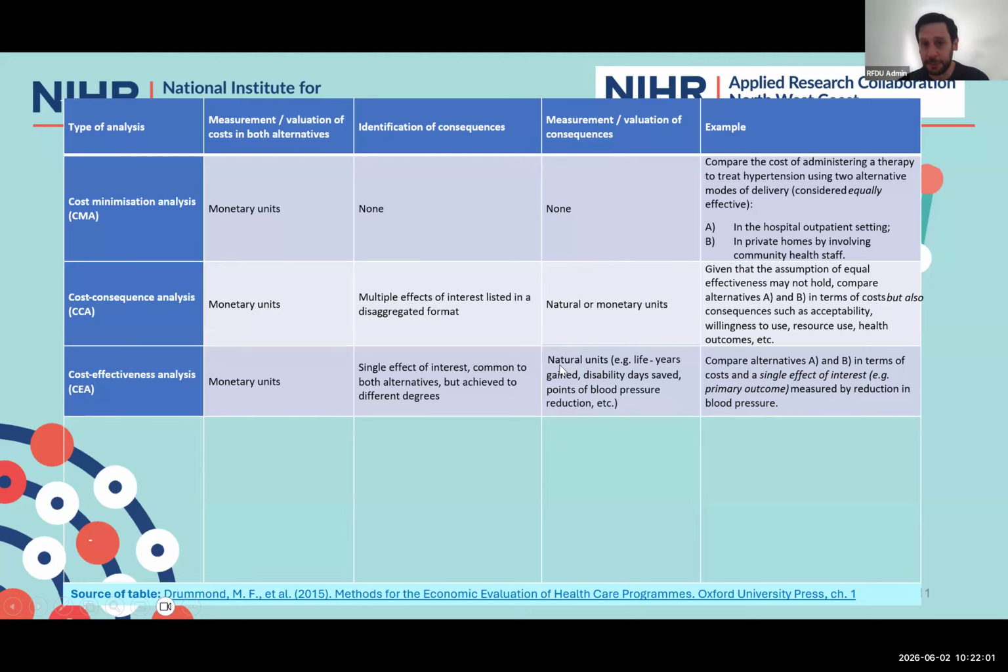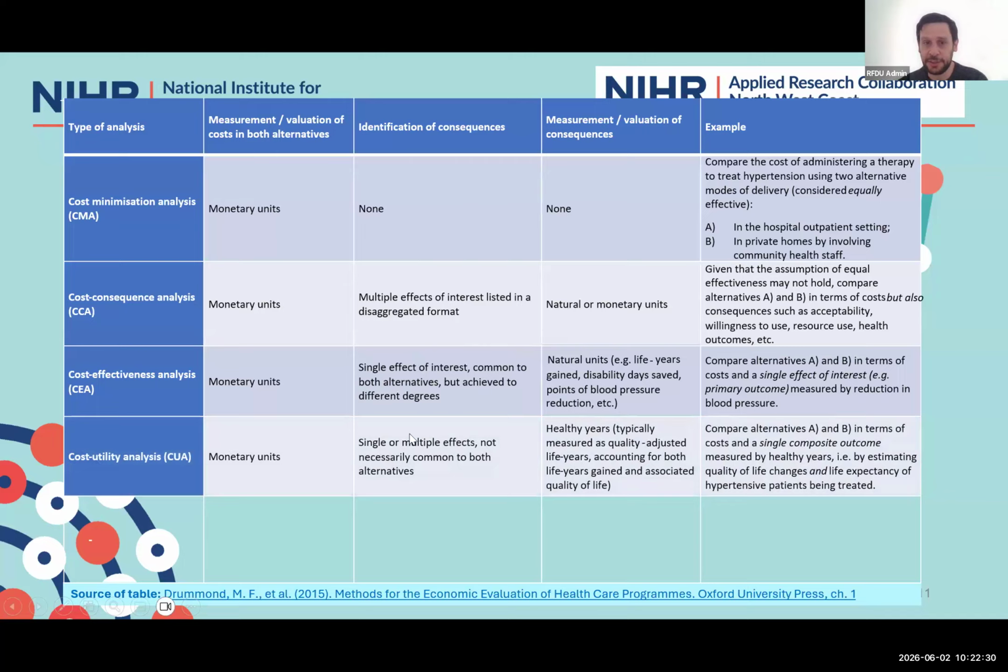These types of outcomes will be measured in natural units. So again, you've got some other examples here, like life years gained, disability days saved, and so on. But it's important again to note here that we move from multiple effects to a single effect of interest. So there is a very strong focus on one particular outcome that is going to be particularly relevant for the condition we are looking at or for the disease area we are looking at.